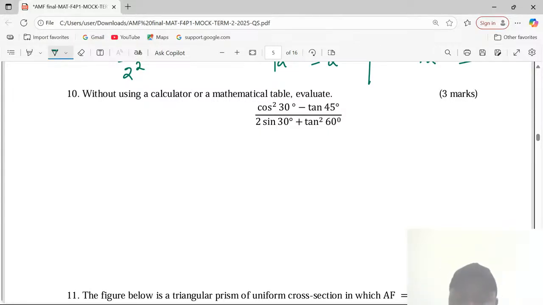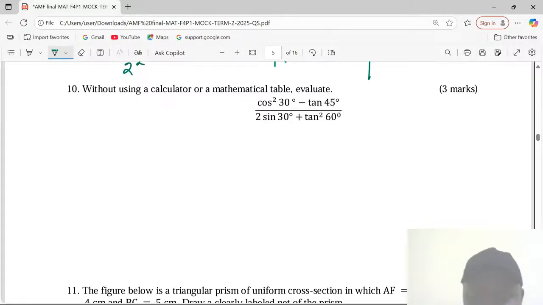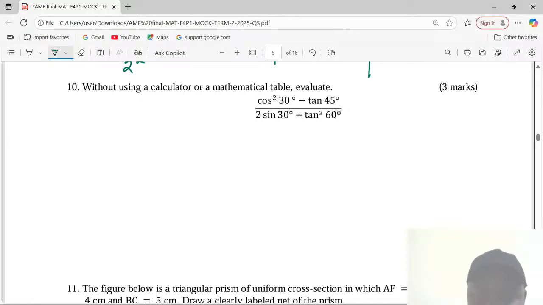Yeah, so this one will still appear even in paper 2. That's why you are supposed to know how to work out trigonometric ratios of special angles, which can be given as fractions or as surds.